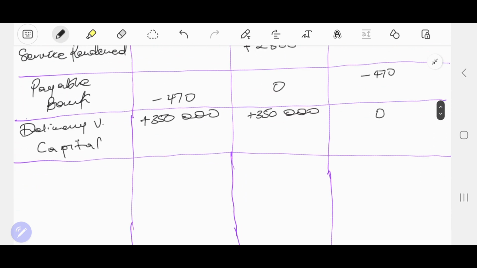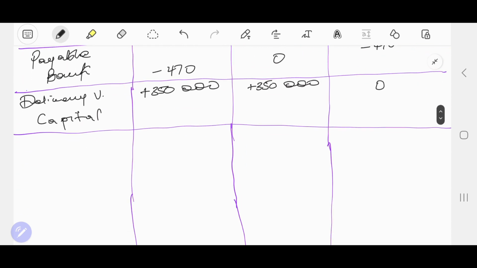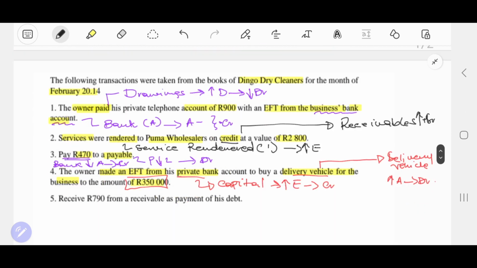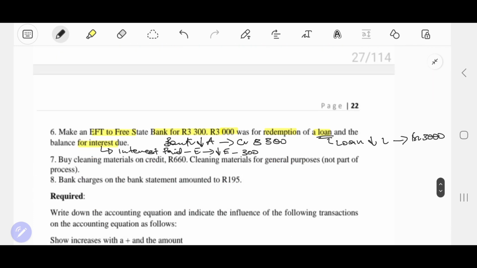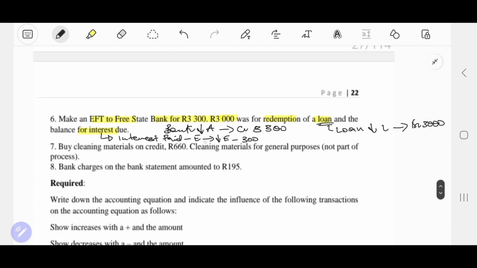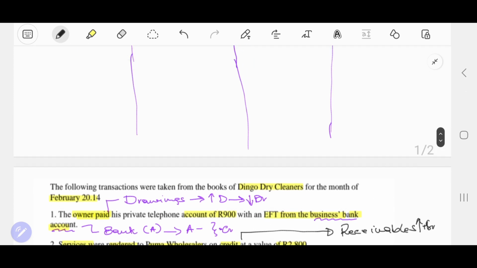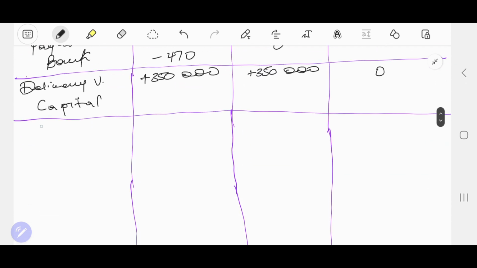So how will you record? You'll first start with the bank, of course. So it's going to be banking. You'll credit banking, and then you'll have your loan, and then your interest paid.